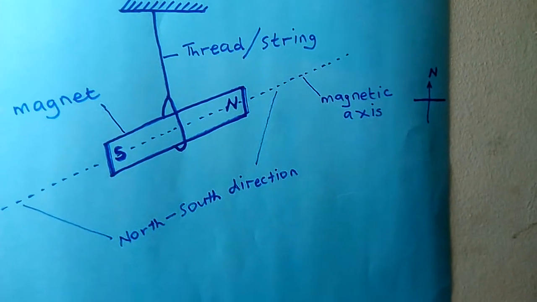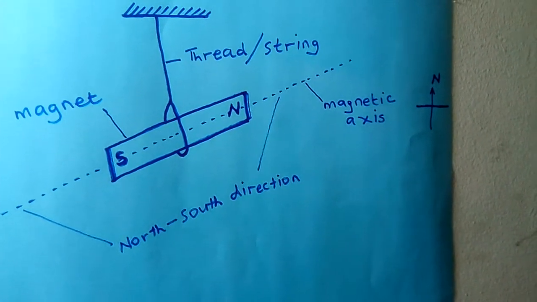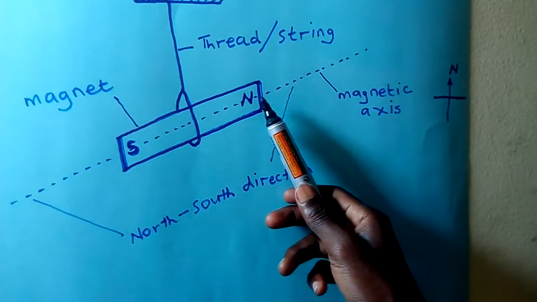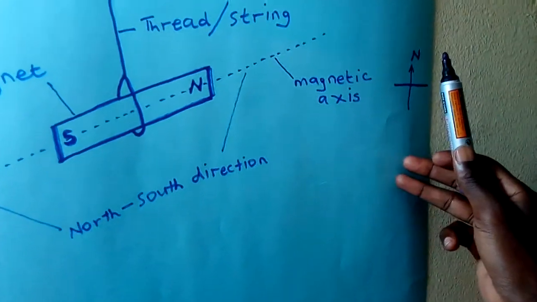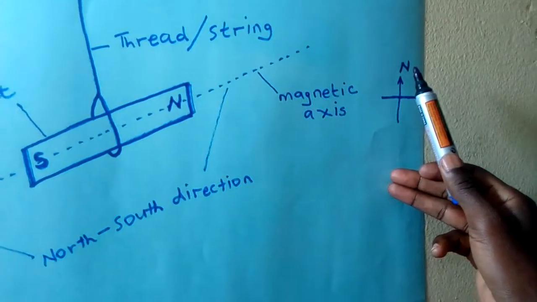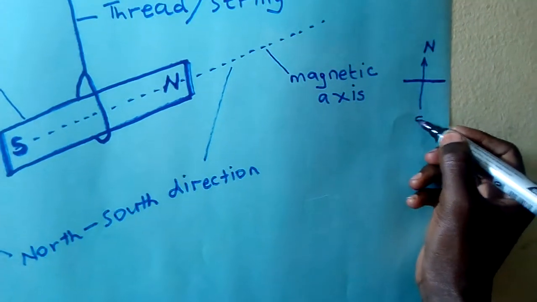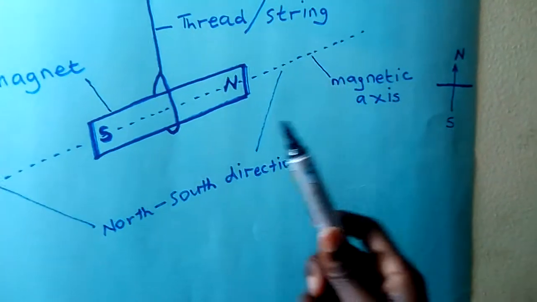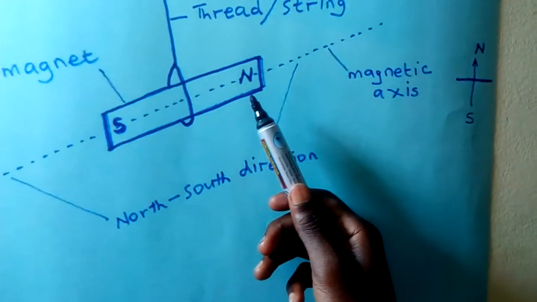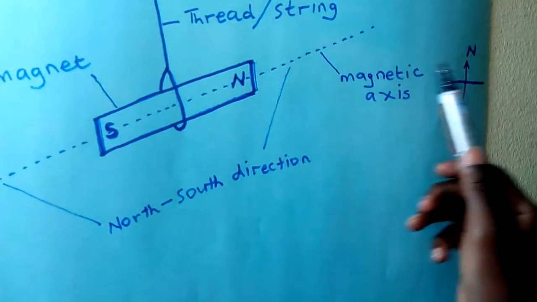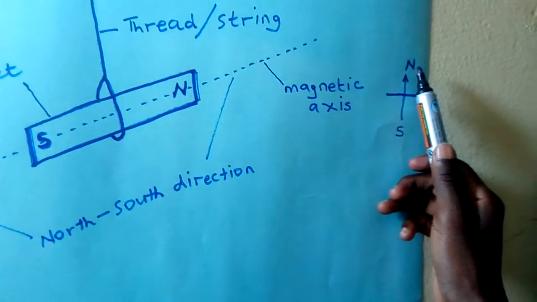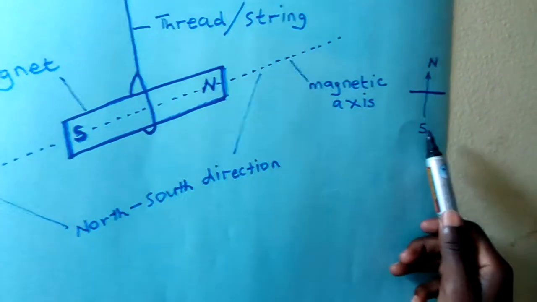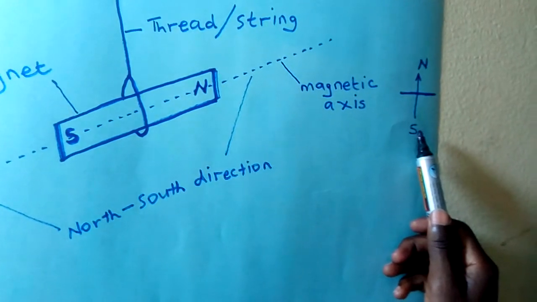And then by the time it stops swinging, when it comes to rest, one pole will be facing north. This is our compass direction. We have north, this side should be south, and so on, east and west. Now, by the time this magnet comes to rest, one pole will be facing the north of the earth, according to geography, and one side will be facing the south of the earth, geographically.